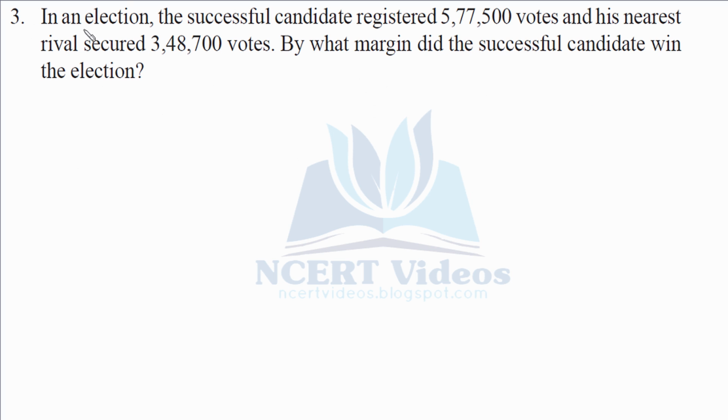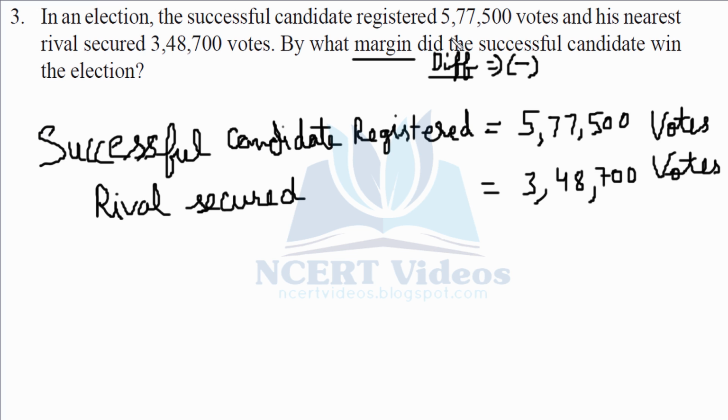In an election, the successful candidate registered 5,77,500 votes and his nearest rival secured 3,48,700. So what is the margin? Margin is simply the difference between both these candidates. Obviously, the first candidate has got the bigger number of votes. So it would be a difference problem. Therefore, we are going to subtract it.